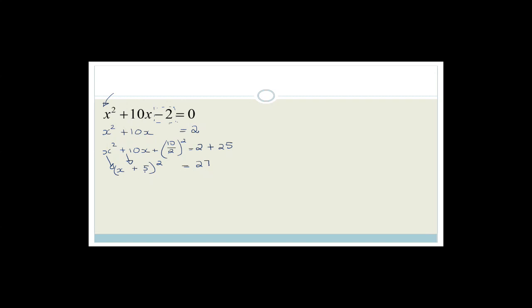So now what we need to do is square root both sides. So it becomes x plus 5 is equal to plus or minus the square root of 27. So then x is equal to minus 5 plus or minus the square root of 27. And again, if they ask you to leave your answer in surd form, you're done. But if they ask for two decimal places, or one decimal place or whatever, then you have to say x equals minus 5 plus the square root of 27, or x equals minus 5 minus the square root of 27. And I'm going to do this once more just so you can make sure you understand how to do it.